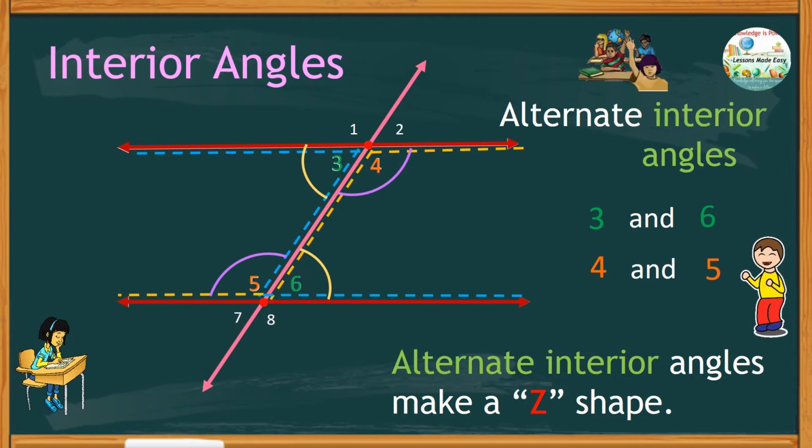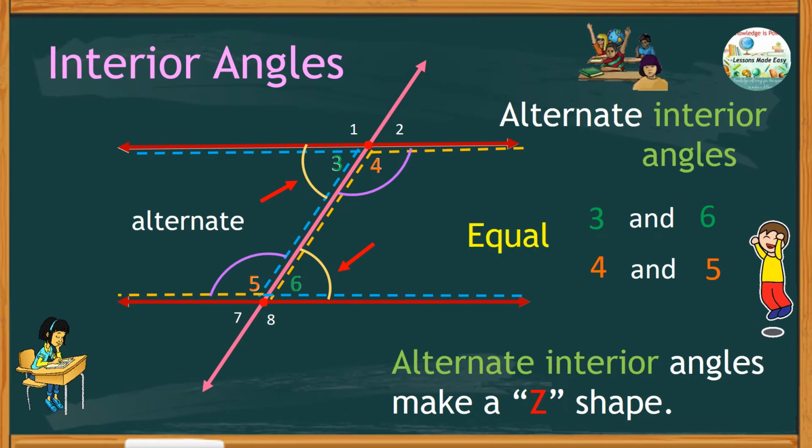If you notice, the pair of angles are found on opposite sides of the transversal. That's why it's called alternate. So just like the corresponding angles, the pair of alternate interior angles are also equal.